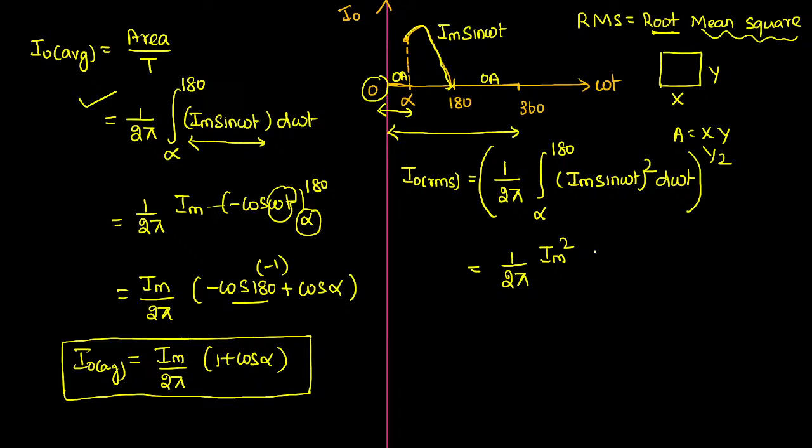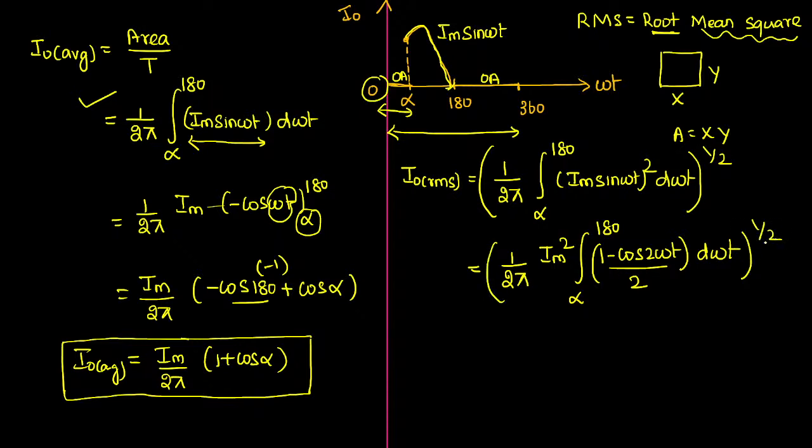This is constant. I am taking it out. Sin square t can be written as 1 minus cos 2 omega t upon 2. Before taking the integration, I am doing this alpha to 180 degree into d omega t, and don't forget to keep them under root. In the next step, it can be written as Im square upon 2 pi 1. See, can you take this 2 outside? It is constant, so already one more 2 is there outside, so 2 into 2 will become 4 now.